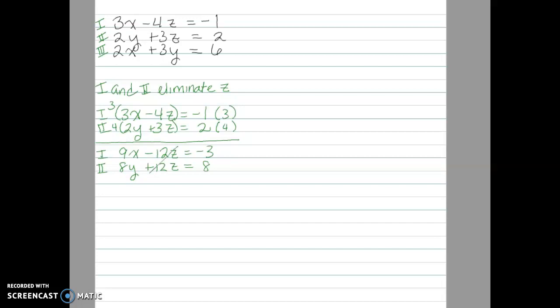So I'm going to go ahead and add these two equations together. Notice that I do not have like terms, so I just rewrite them. 9x plus 8y equals 5. And this is my fourth equation. So I'm going to pair up my fourth equation with the third equation because both of those have x and y in them.